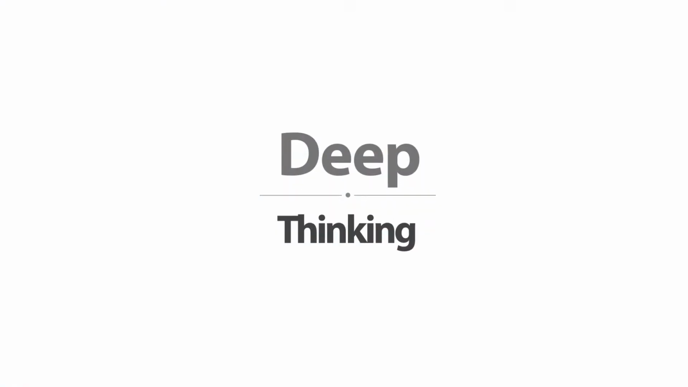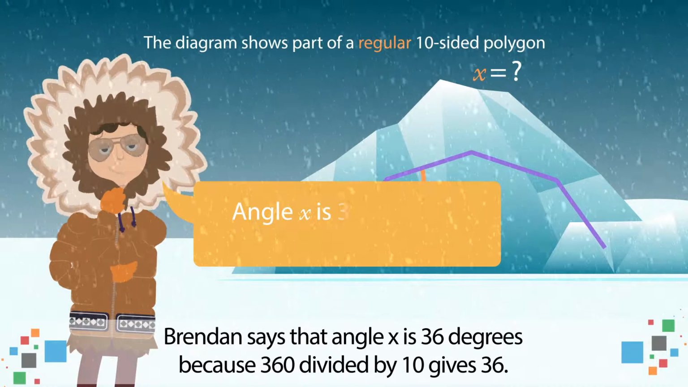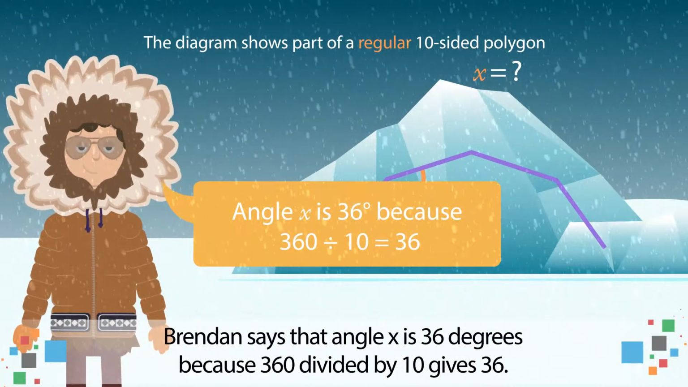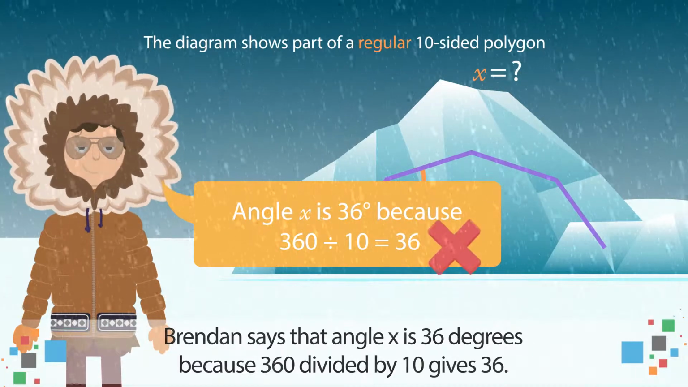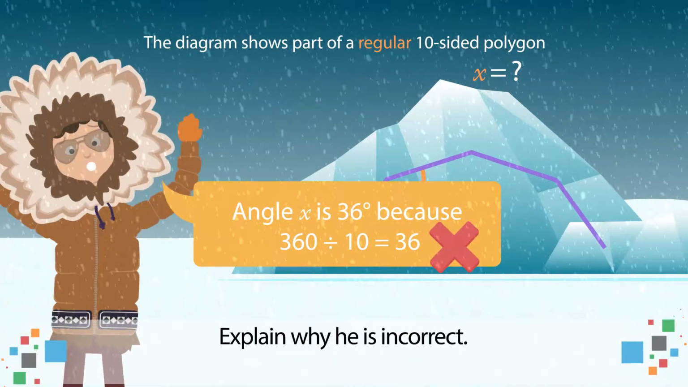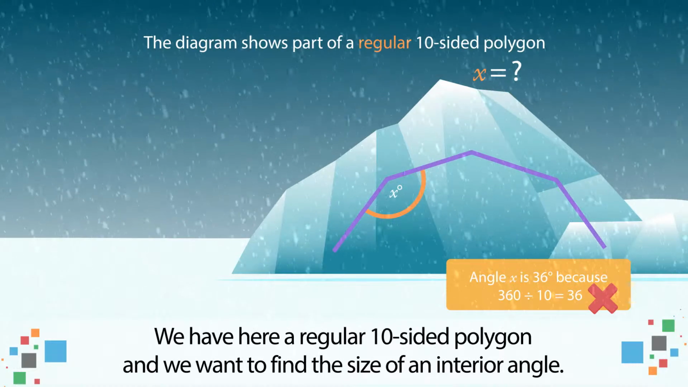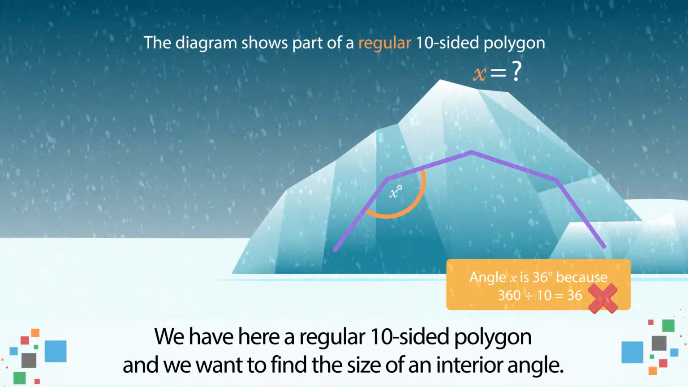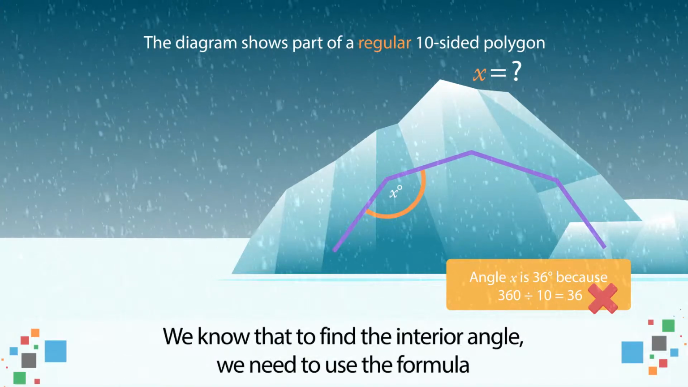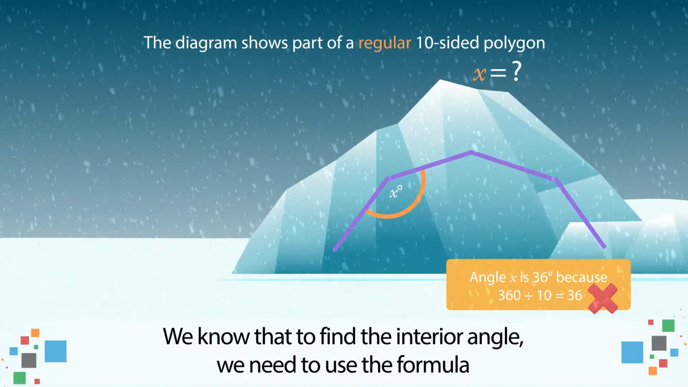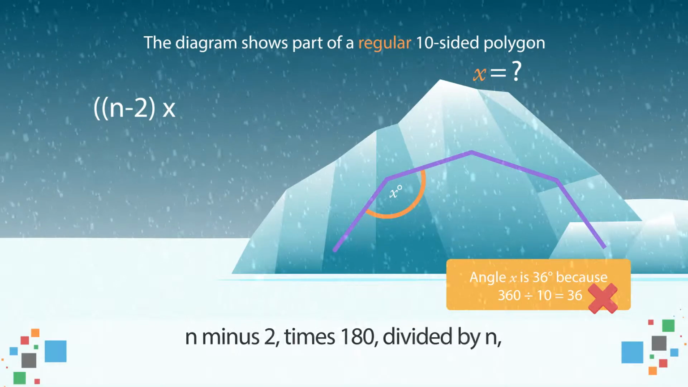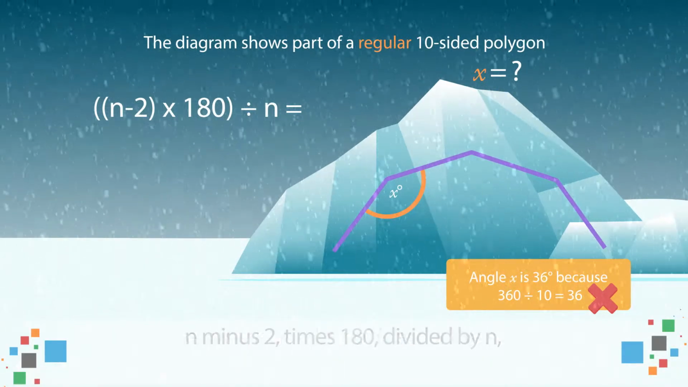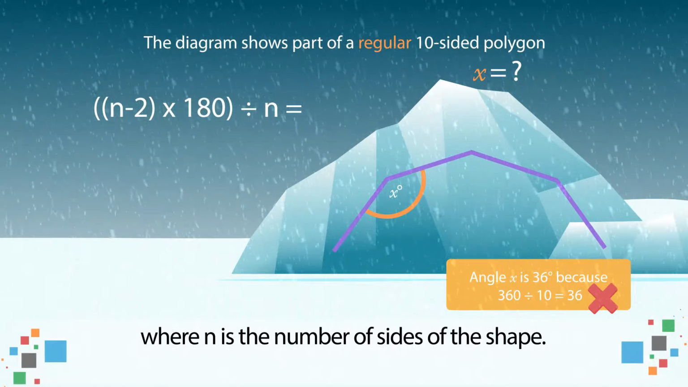Deep thinking. Brendan says that angle x is 36 degrees because 360 divided by 10 gives 36. Explain why he is incorrect. We have here a regular 10-sided polygon, and we want to find the size of an interior angle. We know that to find the interior angle, we need to use the formula n minus 2 times 180 divided by n, where n is the number of sides of the shape.